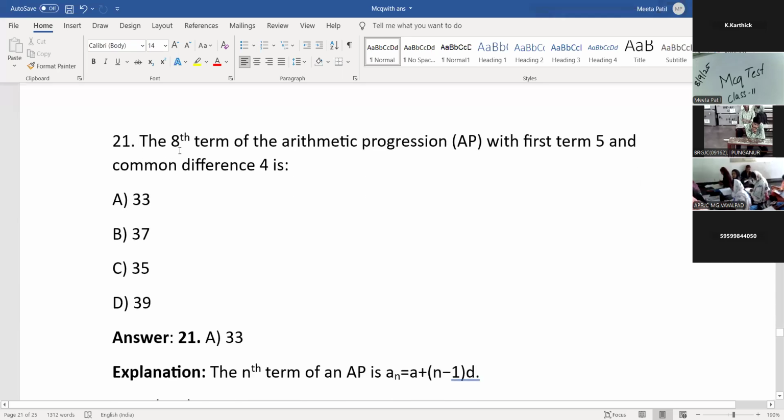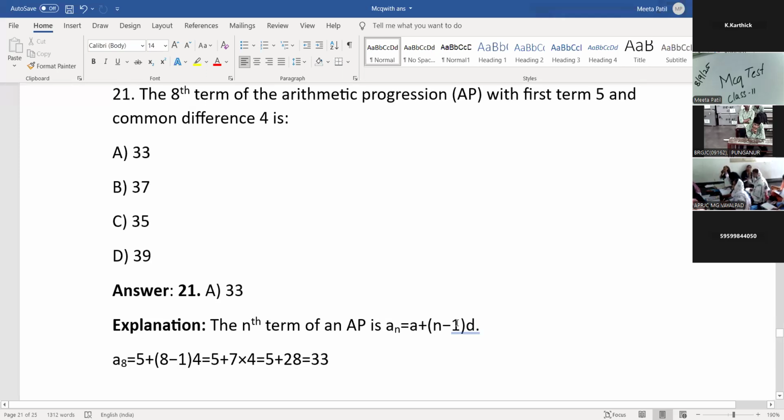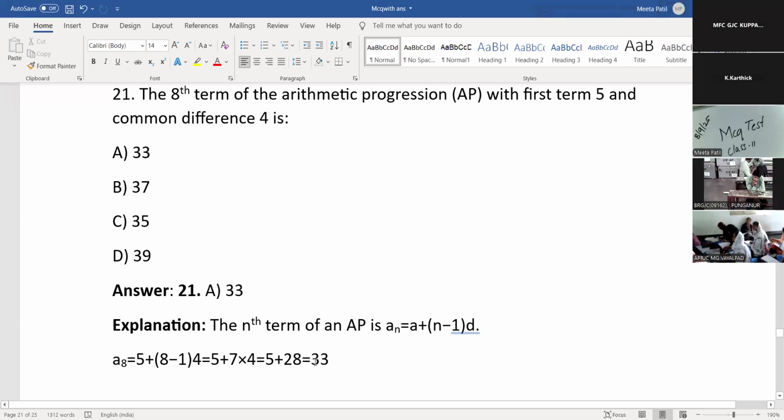The 21st question is the 8th term of the arithmetic progression. You already know the formula for the arithmetic progression: an = a + (n - 1)d. If you substitute all the values and solve, you are going to get the answer as 33. Option A is the correct answer.